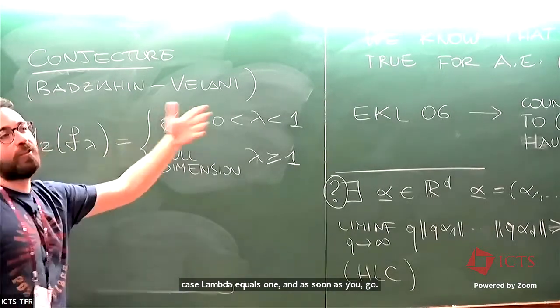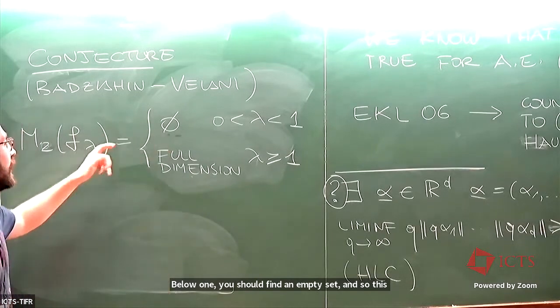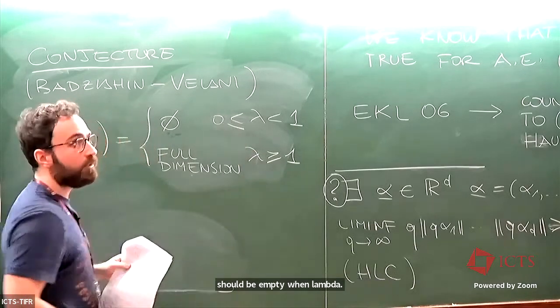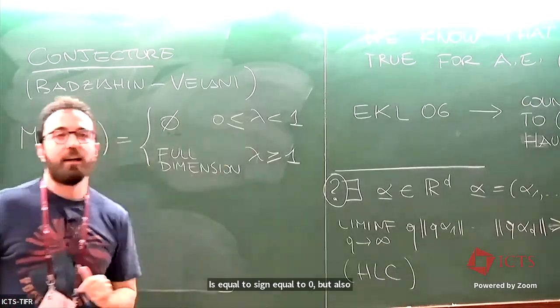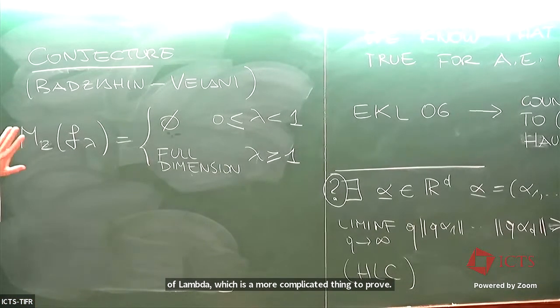And so this conjecture is actually stronger than the Littlewood conjecture, because you're saying that the set not only should be empty when lambda is equal to 0, but also for larger values of lambda, which is a more complicated thing to prove. So for now, this seems completely out of reach.